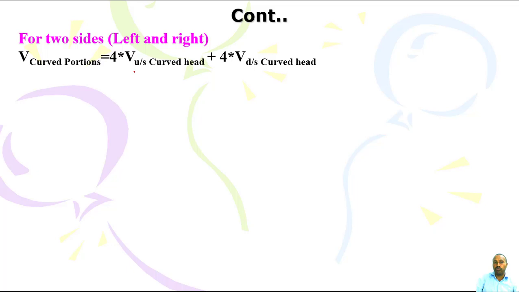You have 4 times the volume of the upstream curve. How do you get it? You have such curves. Here you have protection, here also the same, on both sides. So 1, 2, 3, 4: 4 times the upstream curved head, 4 times the downstream curved head. For the curved portion, the flow is going like this, so on the water face you have to treat, and on the back side again you have to treat. That's why 4 times will be multiplied.